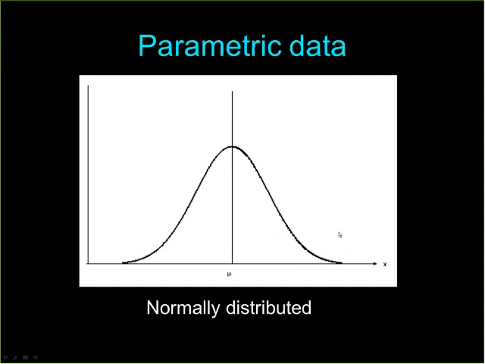So to talk more about what this means, parametric data generally can be conceptualized with a normal distribution. It's data that if we were to measure in a very large sample, we'd expect it would generally follow this type of pattern.